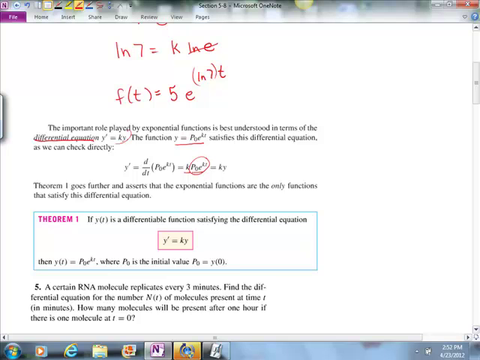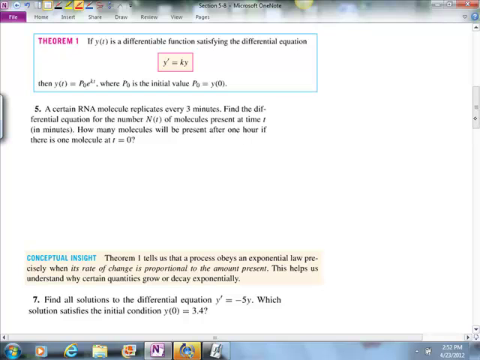So this is the only type of function where this happens. If y of t is a differentiable function satisfying the fact that y prime is equal to k times y, then you know that you have an exponential function, and P naught is your initial value, which is the amount that you have at time 0. So this is just drawing your attention to this conceptual insight. Theorem 1 tells us that a process obeys an exponential law precisely when its rate of change is proportional to the amount present. So this comes up a lot in your biology and chemistry classes. The rate of change is proportional to the original.